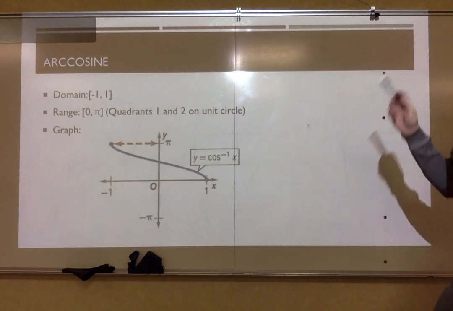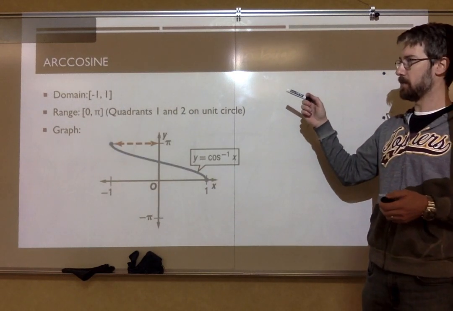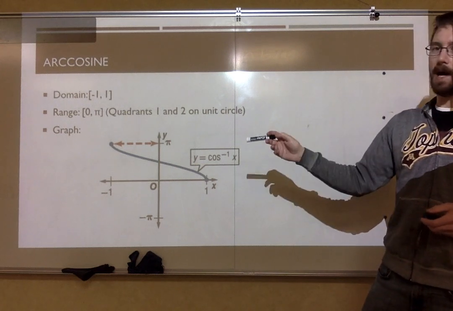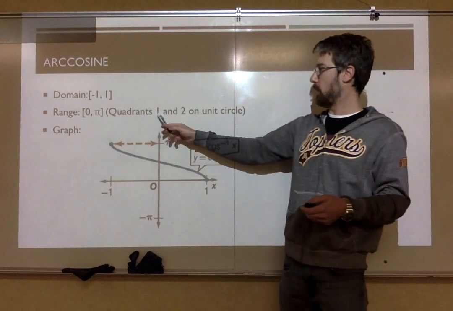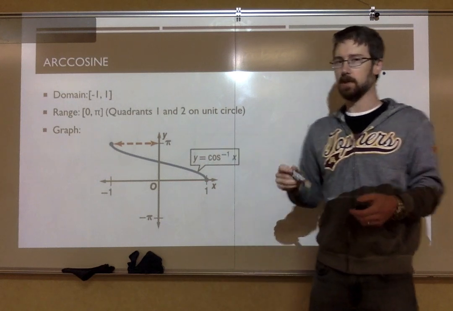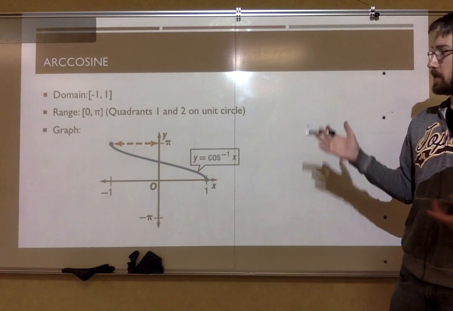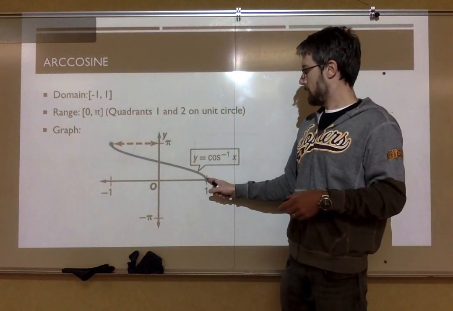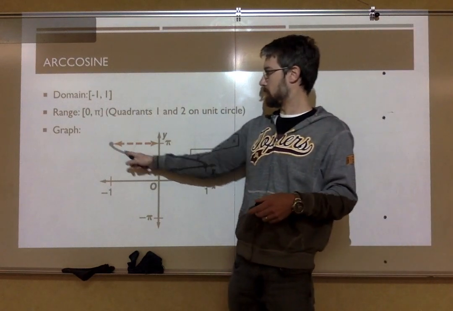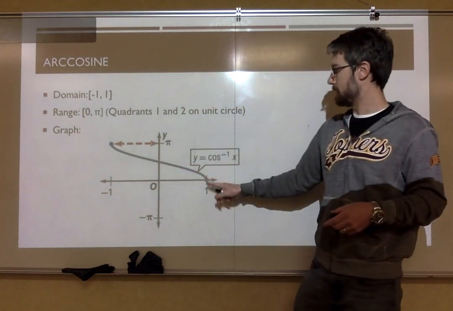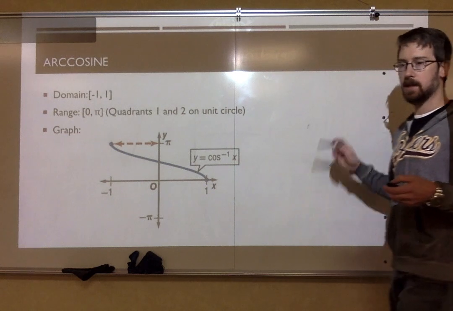Cosine, same idea. The domain is the same, -1 to +1. The range, now we're going from 0 to pi, meaning we're going to go from quadrants 1 to 2 on the unit circle. And I'll explain a little more about that when we look at the unit circle itself. So this is what our graph looks like. It's just this little chunk here that goes from -1 at pi down to +1 at 0.